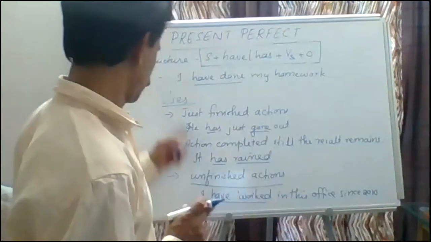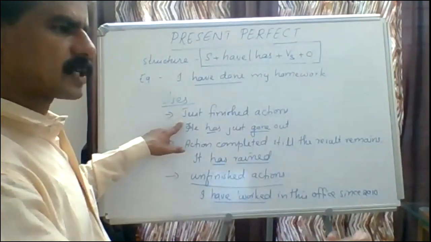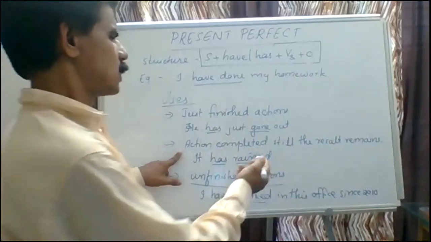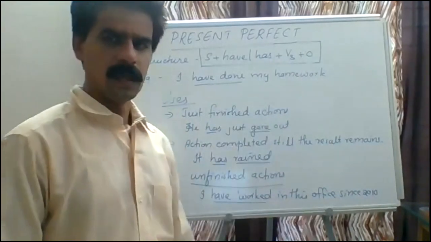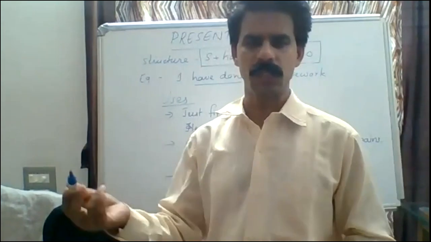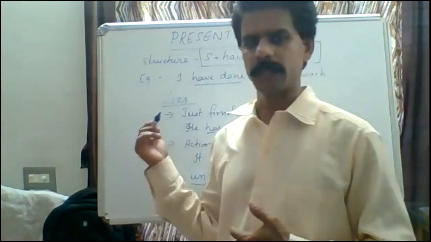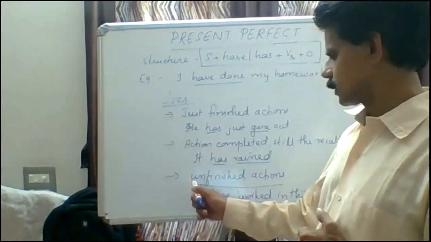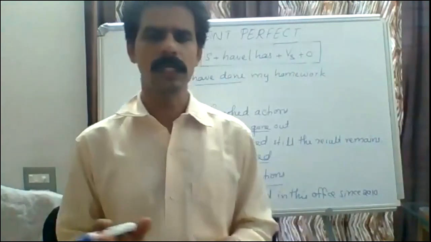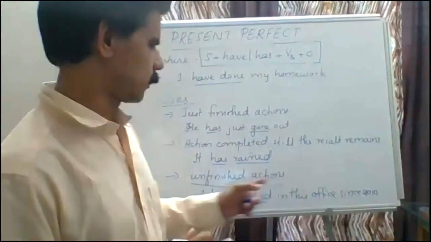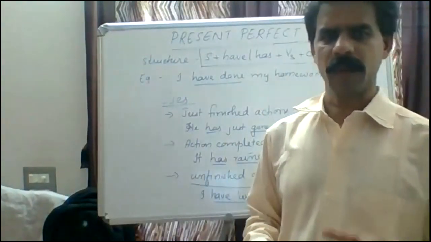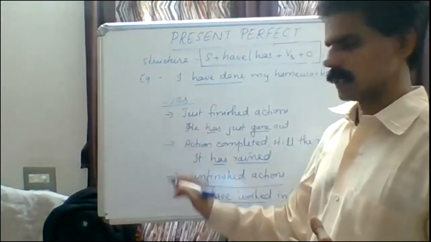That is the meaning. So in this way, there are three uses. Just finished action means an action completed just before, just now. Another is an action completed where the result still remains. The work is already completed, but we can see the result. Such actions can be expressed with present perfect. The last one is unfinished actions: an action which began in the past but still continues, not stopped. Such activities can also be expressed with present perfect tense. I hope, my dear friends, you understood the uses of present perfect.